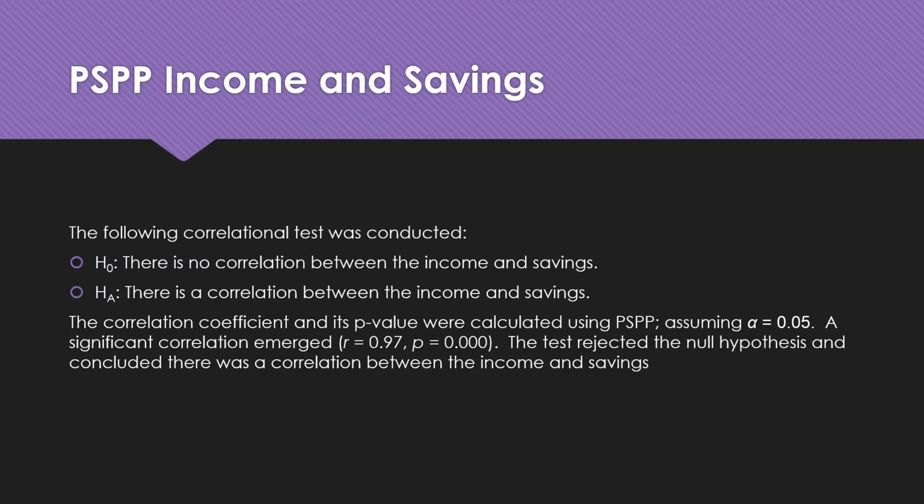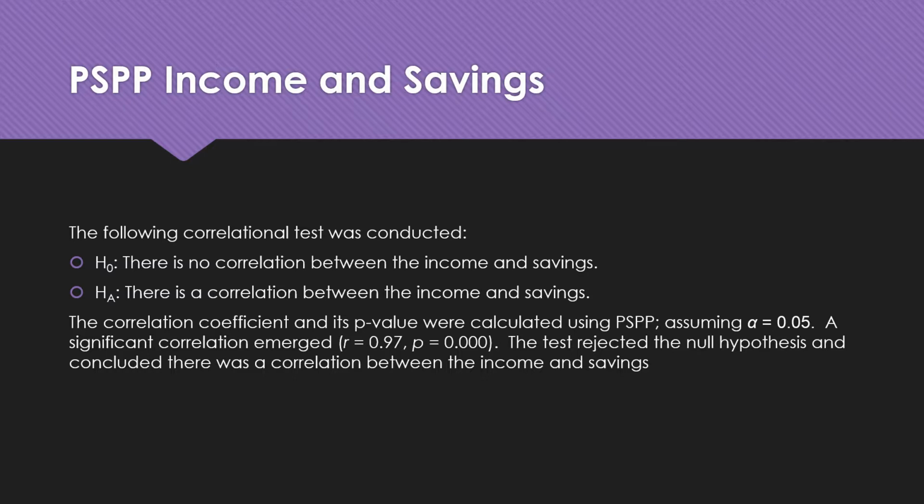PSPP income and savings. The null hypothesis indicated that there is no correlation between income and savings, whilst the alternative, which is the reverse, indicated that there is a correlation between income and savings. The correlation coefficient and its p-values were calculated as can be seen here.